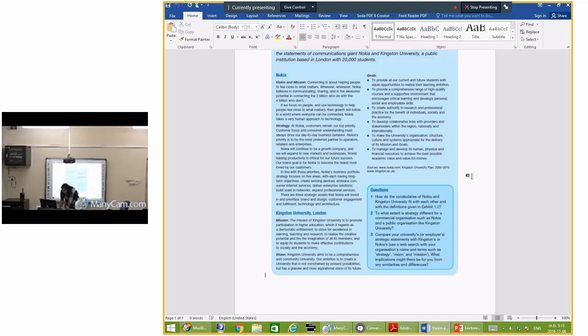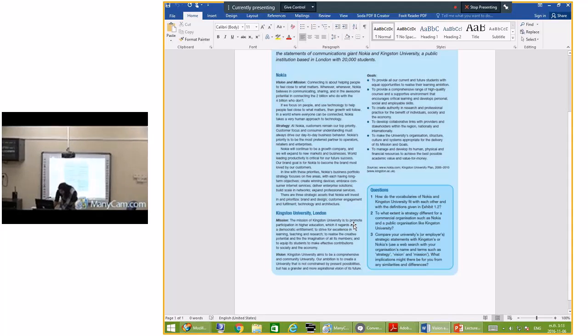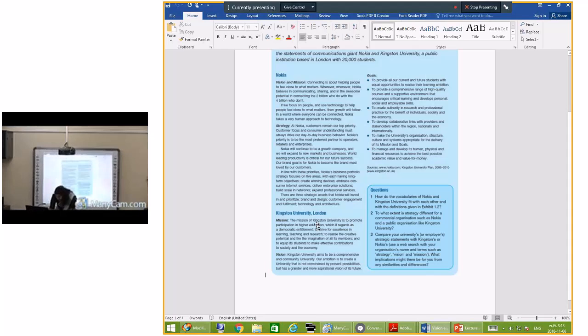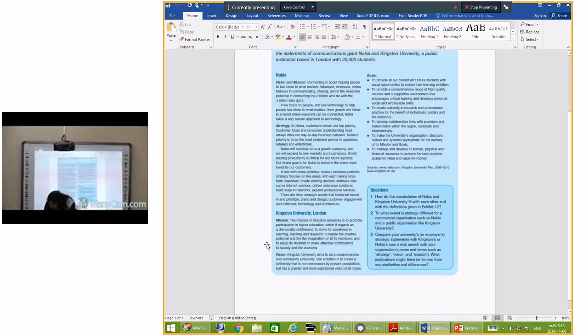Just have a look at the Kingston University mission. The mission of Kingston University is to promote participation in higher education, which it regards as a democratic entitlement, to strive for excellence in learning, teaching, and research, to realize the creative potential and the imagination of all its members, and to equip its students to make effective contribution to society and the economy.